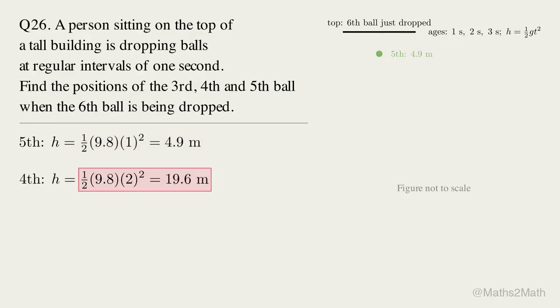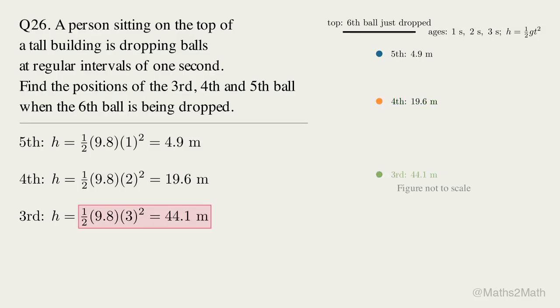The 4th ball is 2 seconds old. Half of 9.8 times 4 is 19.6 meters below. And the 3rd ball, 3 seconds old. Half of 9.8 times 9, which is 44.1 meters below the top.